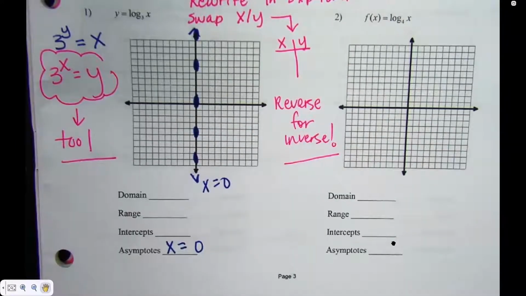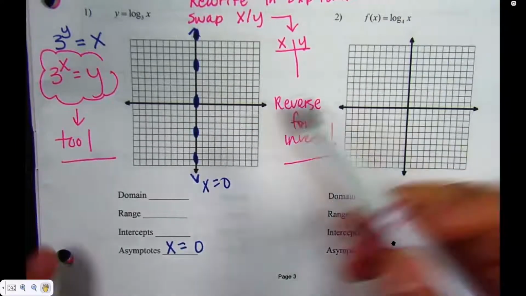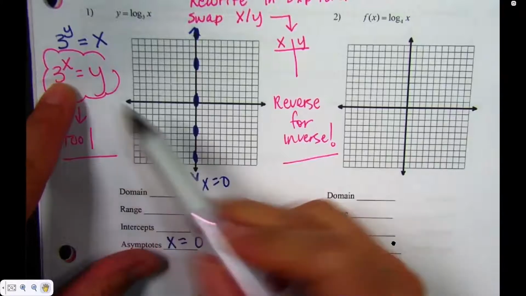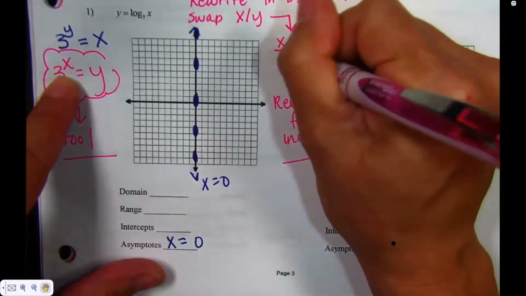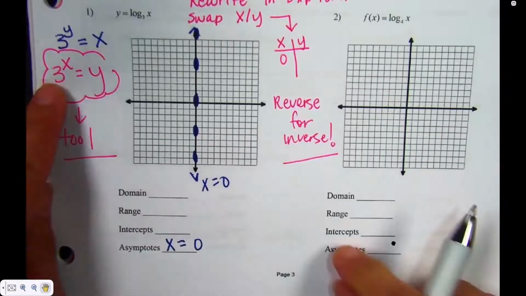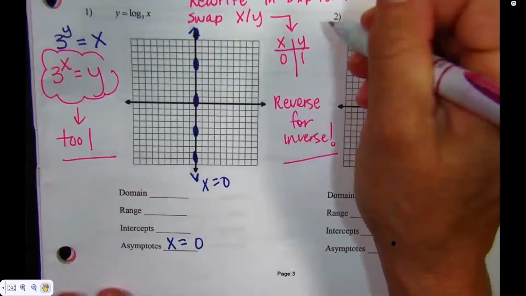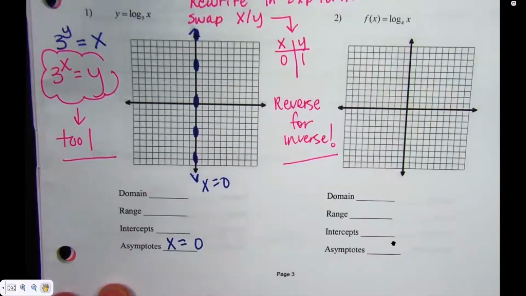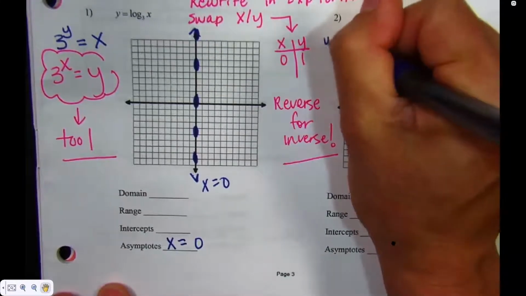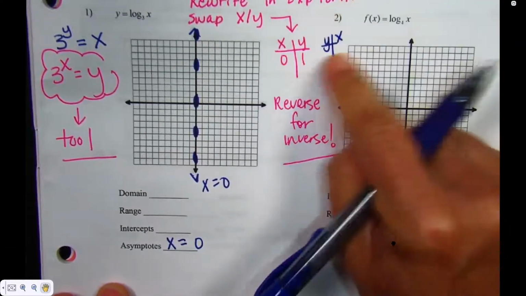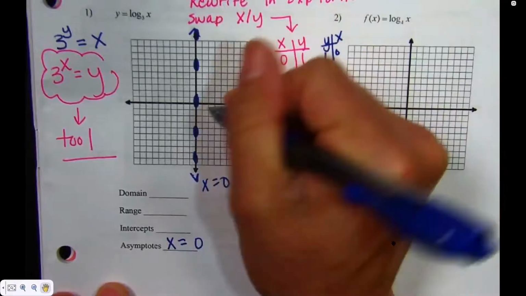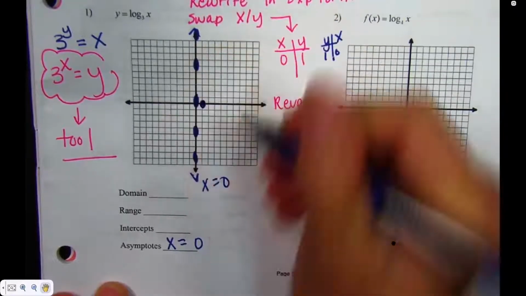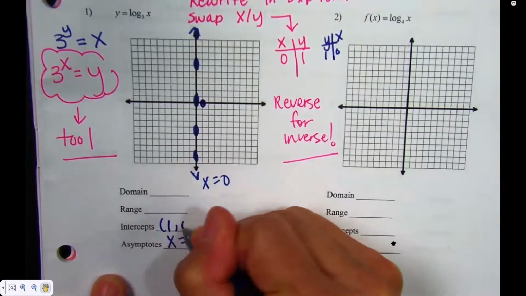Now let's go ahead and talk about what would happen for our values if we plug them in. If I plugged in a 0 for the x value, that would be 3 to the 0, which is 1. And remember, we swap these for our inverse. So I am actually going to plot 1, 0, which is going to be the x-intercept.